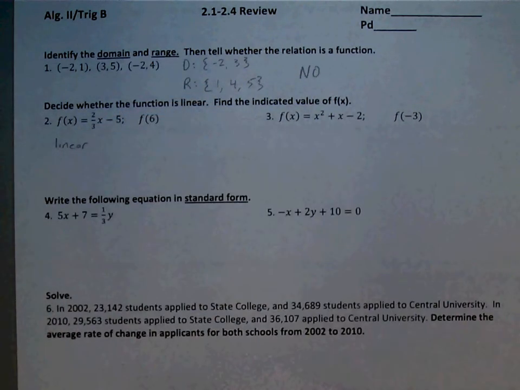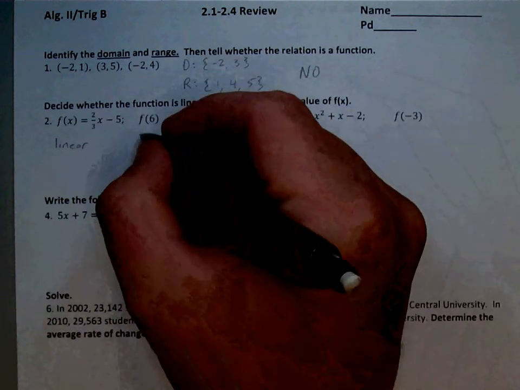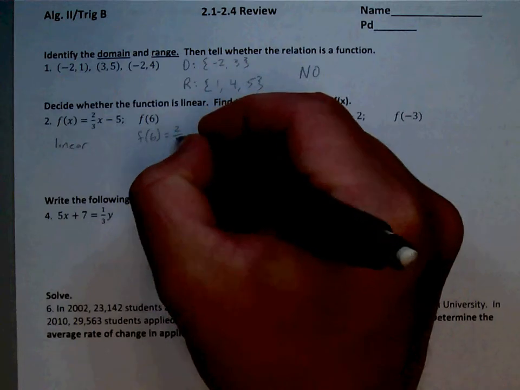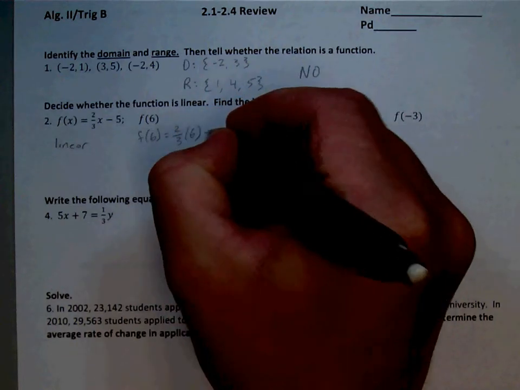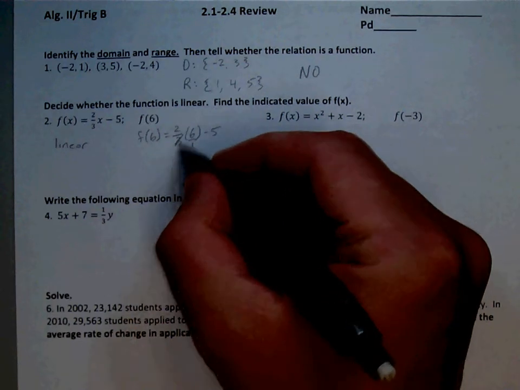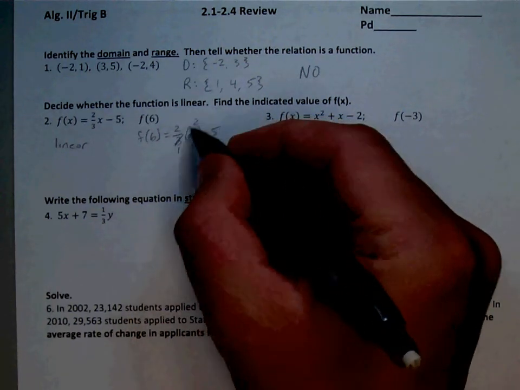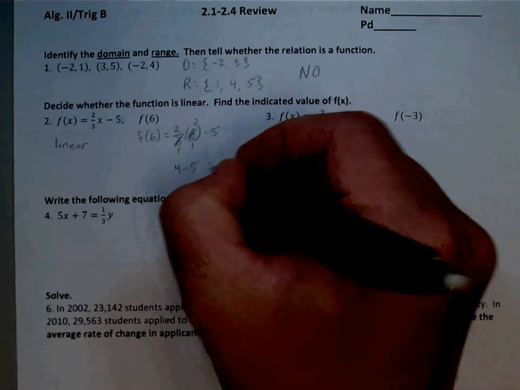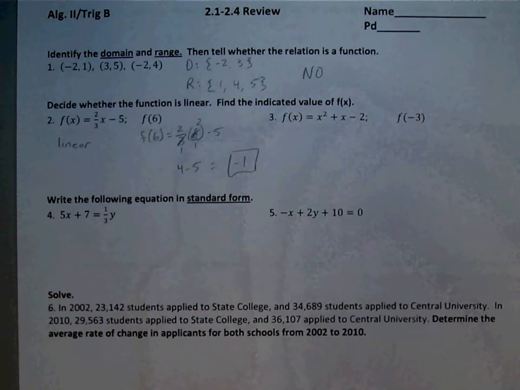Then we're also supposed to find f of 6. So you just plug 6 in place of x, so 2/3 times 6 minus 5, that's like 6 over 1. The 6 and the 3 can simplify because they're both divisible by 3. So I get 4 minus 5 is -1. So f of 6 is -1.